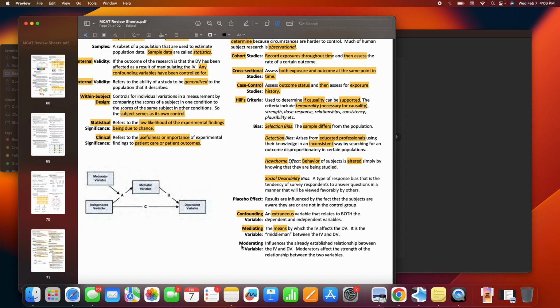Moderating variable influences the already established relationship between the IV and DV. Moderators affect the strength of the relationship between the two variables.